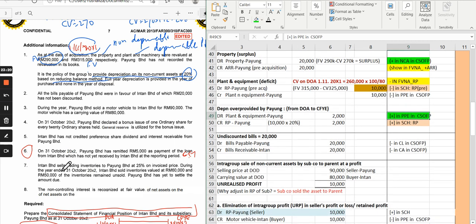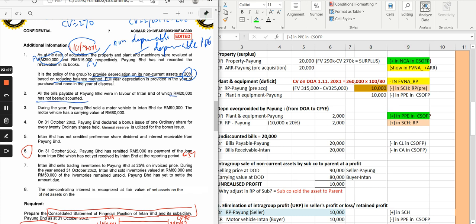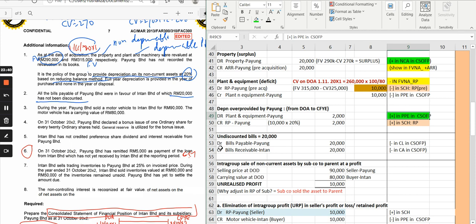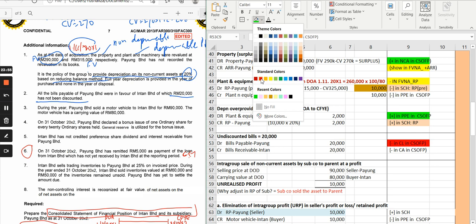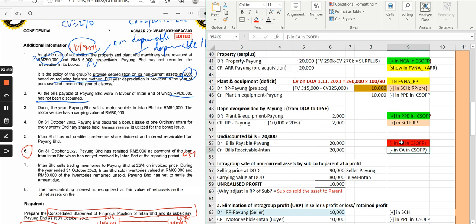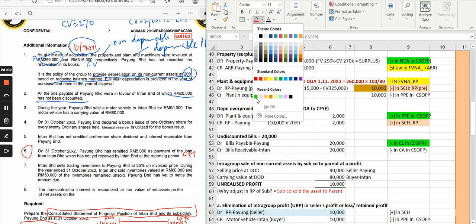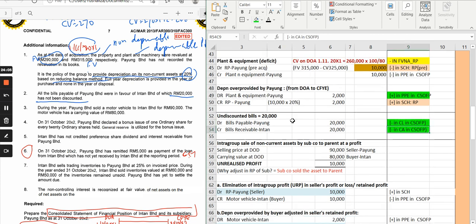Next is the second part. Second part is the bills. For the bills, you need to find out how much is not yet discounted. So it's quite easy here. You are informed all the bills payable were in favor. What matters here is the amount being undiscounted. So that is the entry that you need to do in terms of the consolidation journal. Debit bills payable 20,000, credit bills receivable 20,000. So when you debit bills payable, it's a liability. Go and adjust in the current liabilities later in the SOFP. And you also need to adjust in the SOFP for the current asset. So all these are in the SOFP, the ones with the green color there.